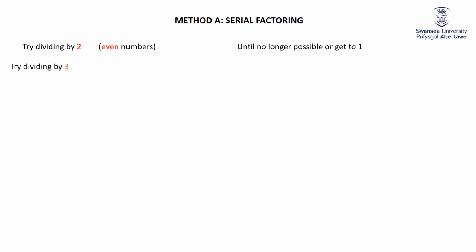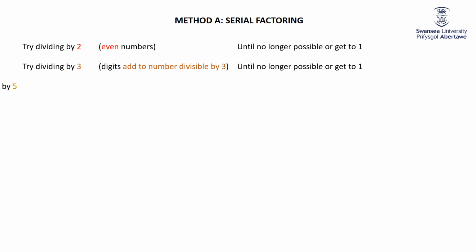And at that point, try dividing by the next prime number up, which is 3. And it's a nice little trick to determine whether something's divisible by 3 or not. You add up all the digits in the number, and if they add up to a number divisible by 3, then it's divisible by 3. So you keep doing that until you can't do it anymore, or you've got to 1.